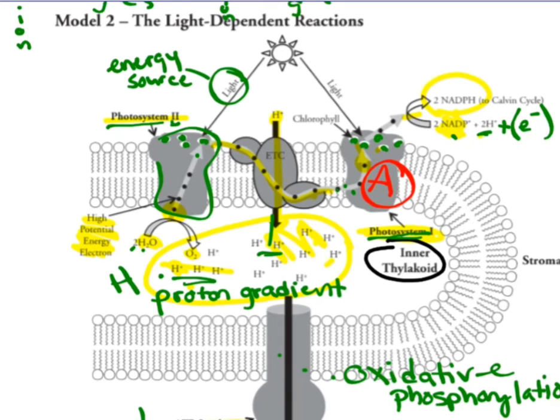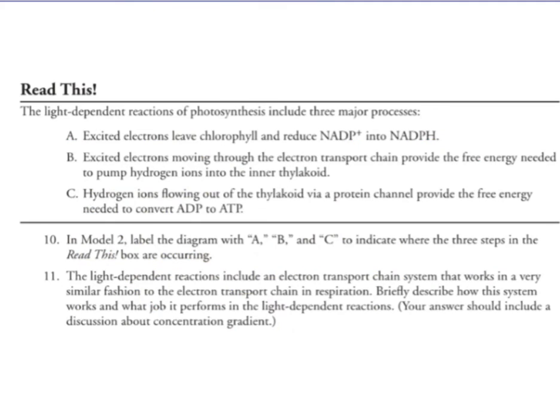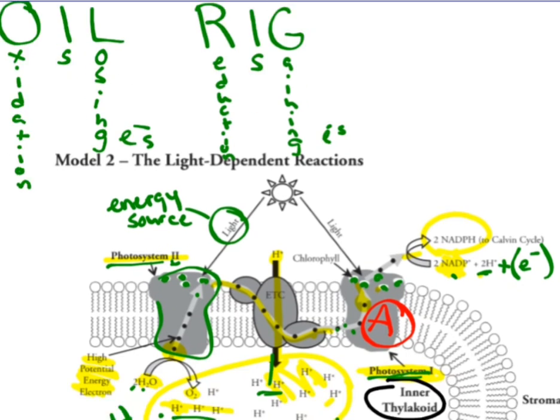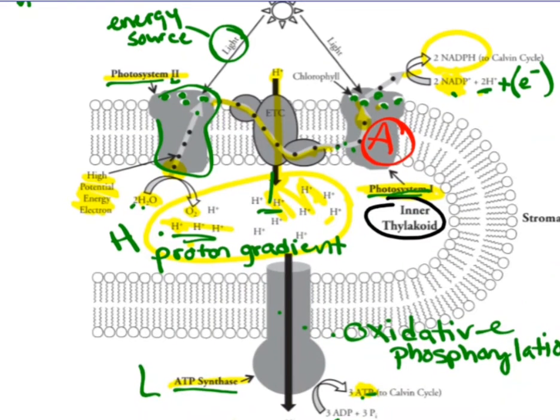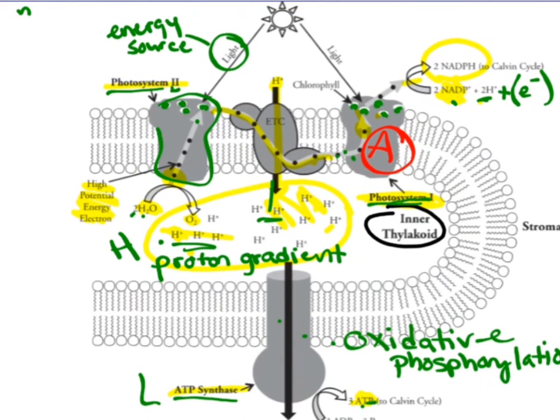And guys, everything that we've talked through right now is also written out in the PowerPoint, but I just much prefer this diagram, and that's why we're looking at it here. Excited electrons move through the electron transport chain, providing the free energy needed to pump hydrogen into the thylakoid. Okay, that's going to be B. It's not quite happening at 2. It's happening in between. It's happening at the electron transport chain. And then that means that this is C, okay?